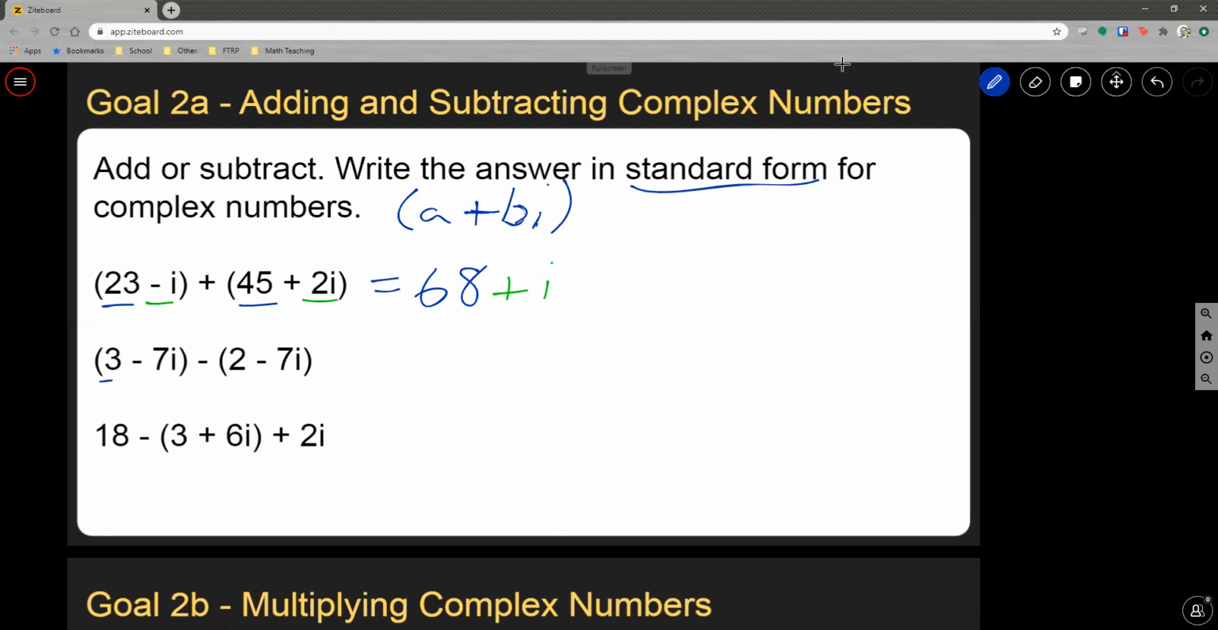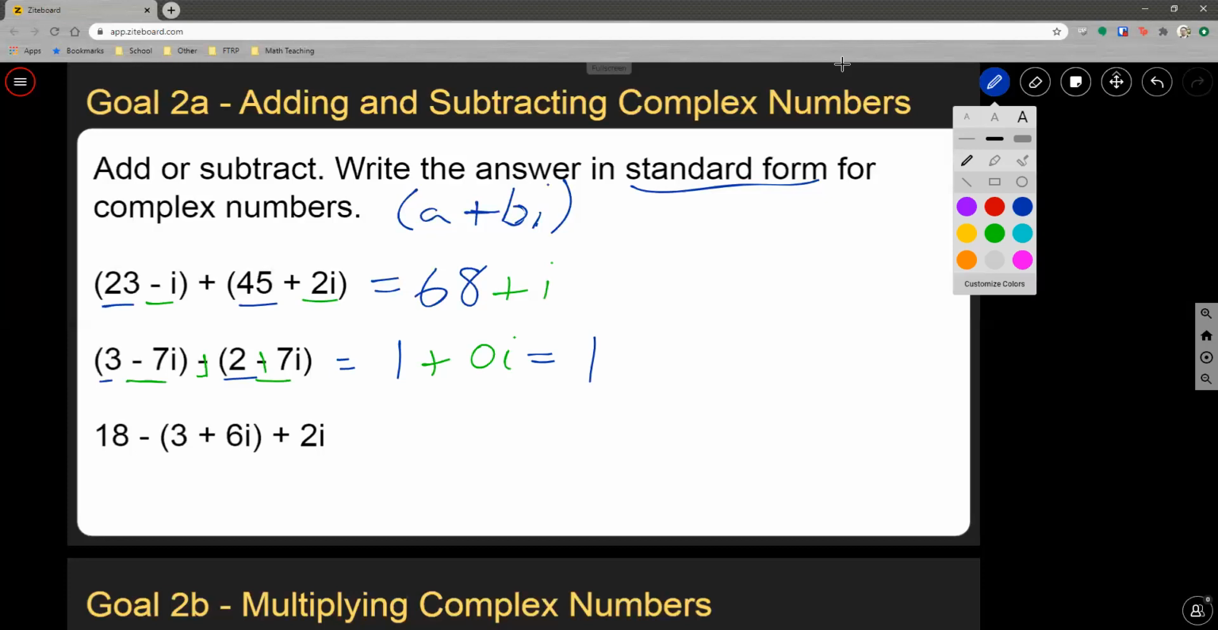3 minus 7i minus 2 minus 7i. Well, 3 minus 2 is just going to be 1. And then this is just a little tricky with the signs. I've got a negative 7i, and I'm subtracting another negative 7i. Remember, if I'm subtracting a negative, that's going to become a plus. Negative 7i plus 7i is going to be plus 0i at the end. If it's 1 plus 0i, you don't really need to write the 0i, so it's just going to be 1.